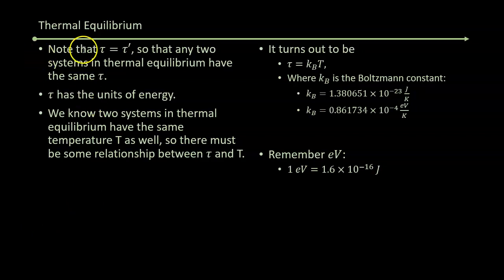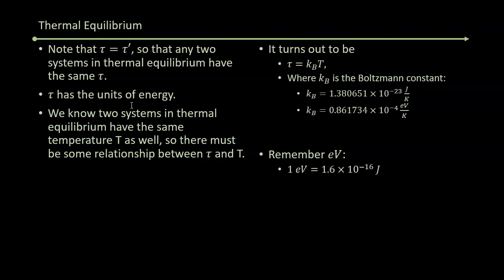So tau and tau prime are equal. So when we're in thermal equilibrium, they're the same. Tau has units of energy, right? This tau has units of energy. And we know two systems in equilibrium have the same temperature. So there's got to be some relationship between tau and temperature. And it turns out there's a proportionality constant between tau and temperature.